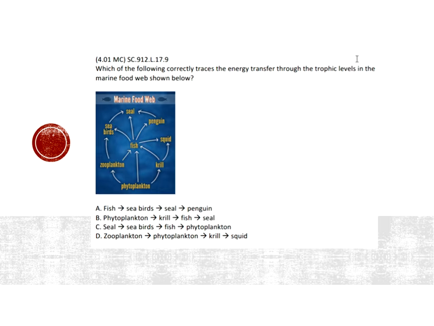All right. Here's another one that talks about energy transfer in food webs. This one says, which of the following correctly traces the energy transfer through the trophic levels in this marine food web shown? So which of these food chains would be a correct depiction of the flow seen in this marine food web?